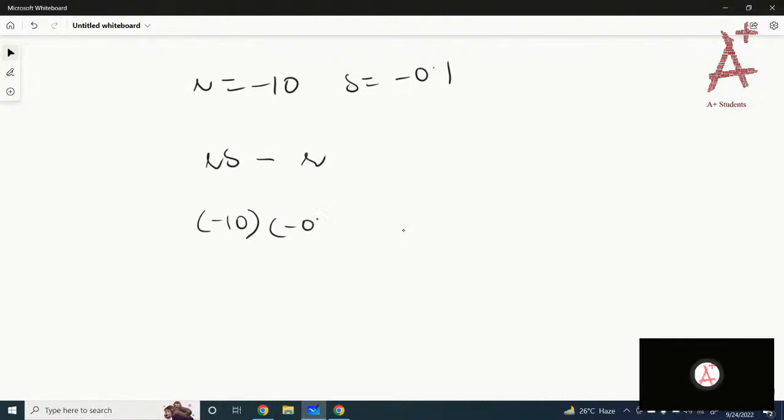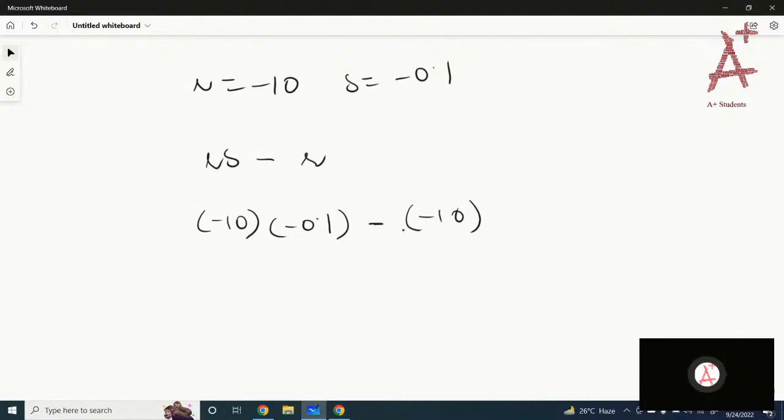Okay, move on to the next one. Evaluate the expression for r equals negative 10, s equals negative 0.1, and the expression is rs minus r. Plug in all the values. r is negative 10, s is negative 0.1, and negative r is negative negative 10. So just evaluate the values.